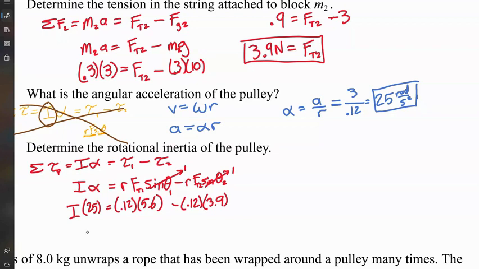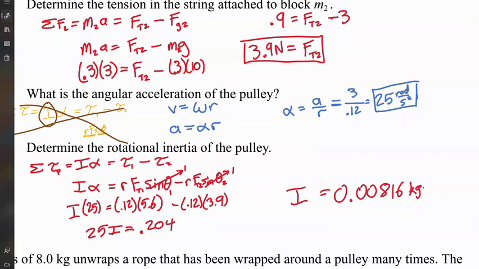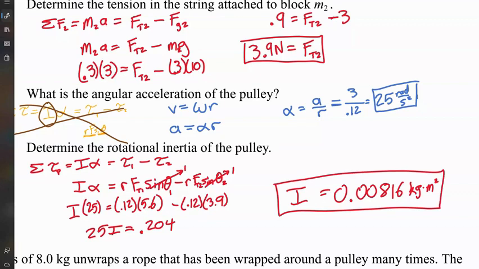So now I can plug some stuff into my calculator: 25 I, and then everything on the right side of this equation, 0.12 times 5.6 minus 0.12 times 3.9. On the right side, I get 0.204. So then I divide both sides by 25. I get my rotational inertia is equal to 0.00816 kilogram meter squared. If my pen lets me write units on this, there we go. There's our rotational inertia of our wheel.